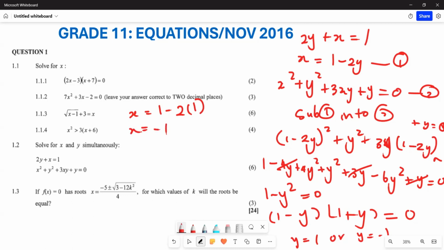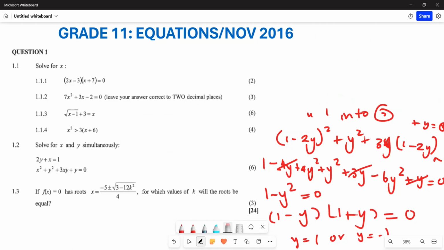Then what else are you going to have here? You are going to say your x is equals to 1 subtract 2 into your negative 1. Then negative and negative is going to be positive, which means your x here is going to be equals to 3. Right? So basically now, that is going to be the simultaneous equation solution that you're going to have here.